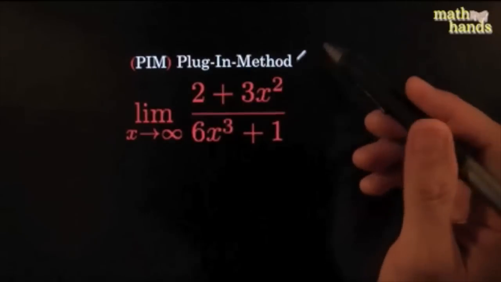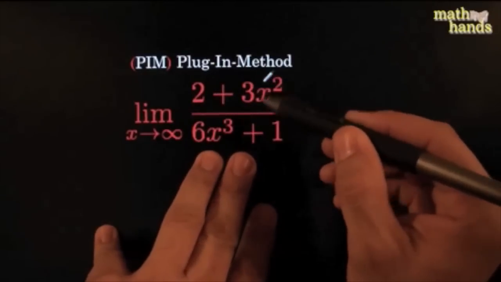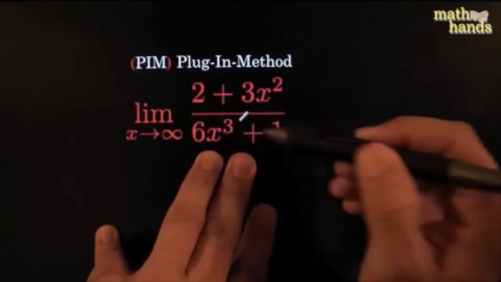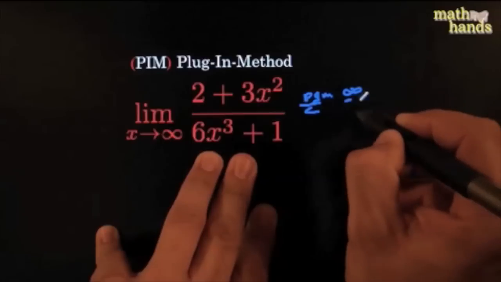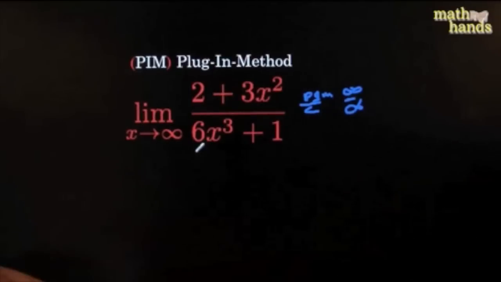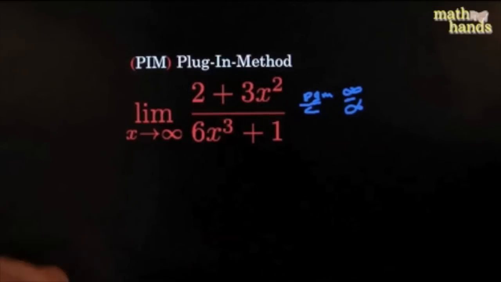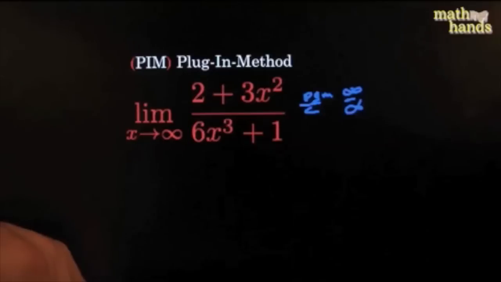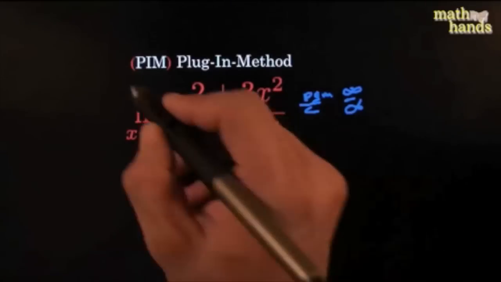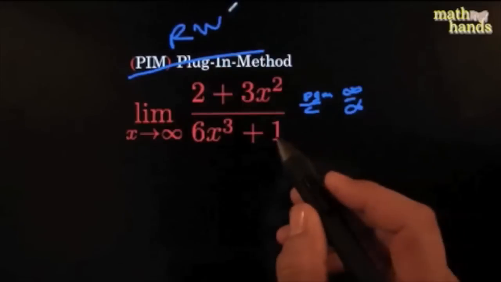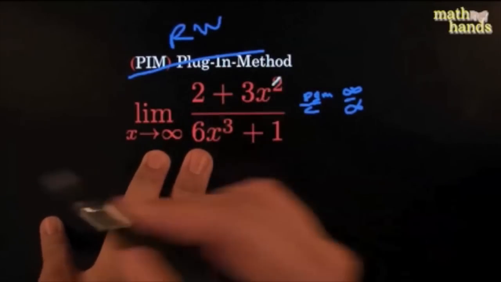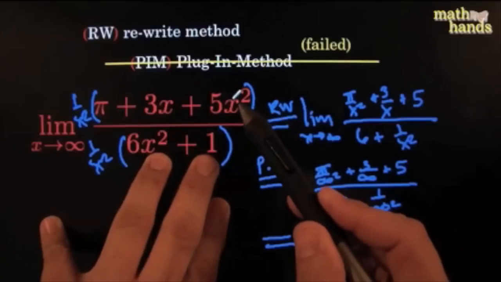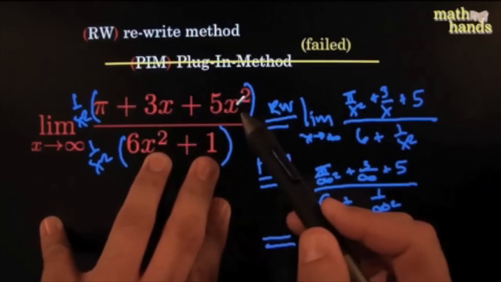Let's try it again. This one's a little bit different. This one, the top is degree 2 and the bottom is degree 3. And so, again, if you try the plug-in method, you get infinity over infinity, so you got to try something else. So you do the rewrite, and then you scan the top and the bottom. See, the other ones were different. The other ones, the top was degree 2, the bottom was degree 2, so it was pretty obvious.